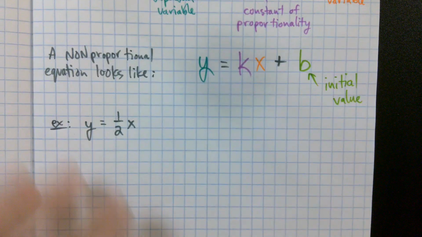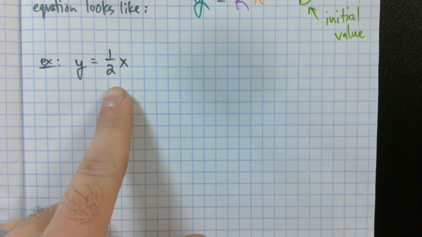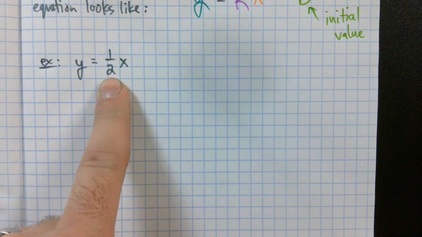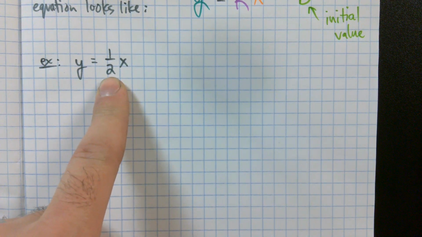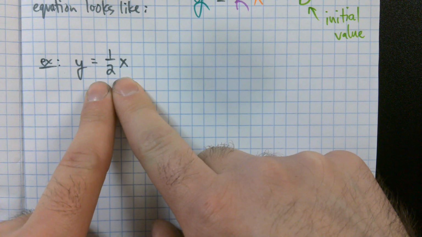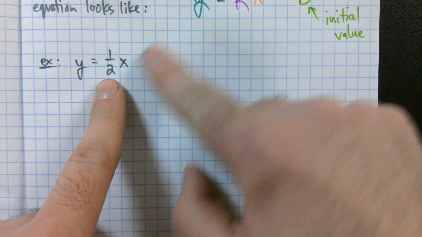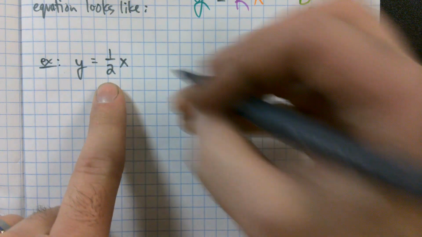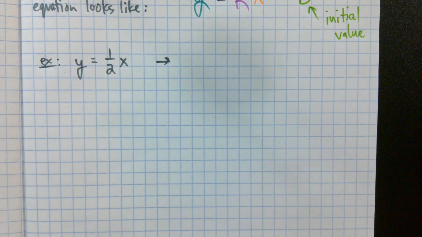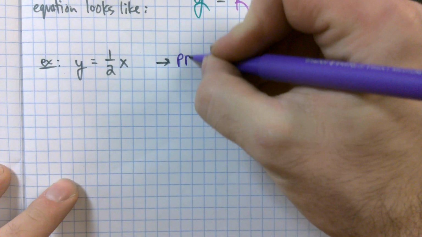Let me ask you, if I've got this, what number's in front of my x? k. And what is that here? 1/2. Is there a number hanging off on the end of my equation? No, I don't see one at all. So that makes this proportional. Our thumb should have been up there. This is proportional.